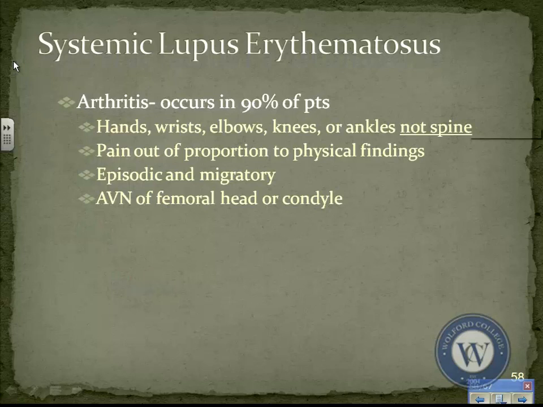Arthritis occurs in 90% of patients. It attacks the hands, wrists, elbows, and ankles, but usually doesn't attack the spine. But really the pain that you see in these individuals is out of proportion to their physical signs. It tends to be episodic and migratory. The other thing you can get is AVN, which is avascular necrosis of the femoral head or condyle, which leads them to have a hip replacement.